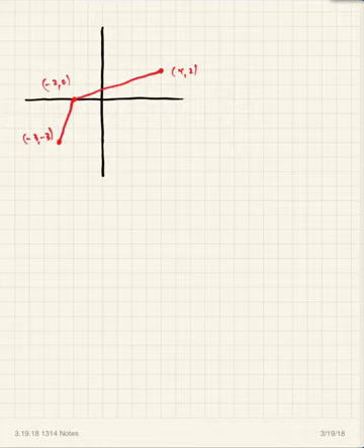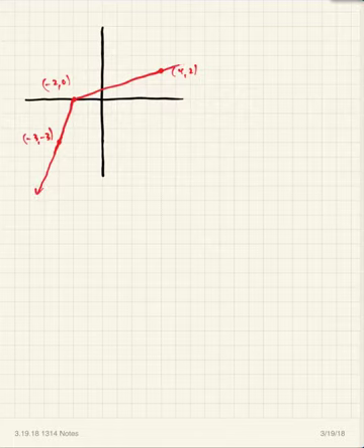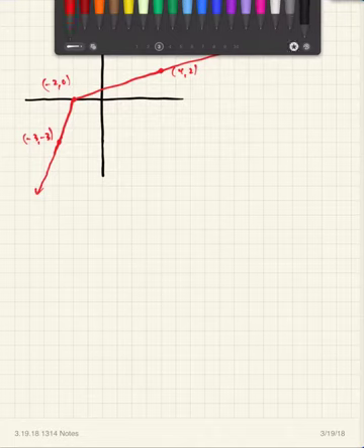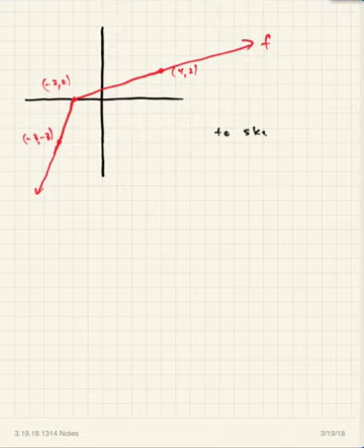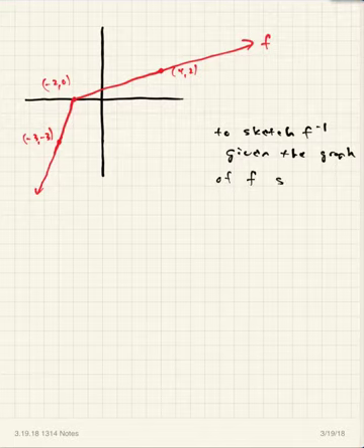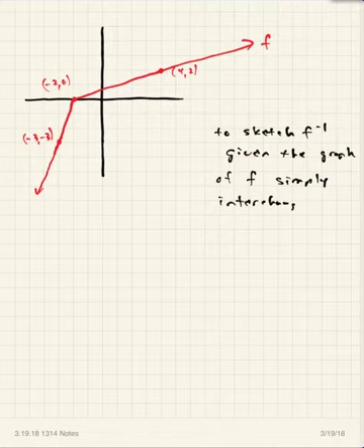Let's say we have a function that looks like that. And let's go ahead and extend those lines. That's okay. So let's say we've got the function continuing to look like this and goes on forever like that. And so this is our graph of f. So to sketch f inverse, given the graph of f, simply interchange all x's and y's.